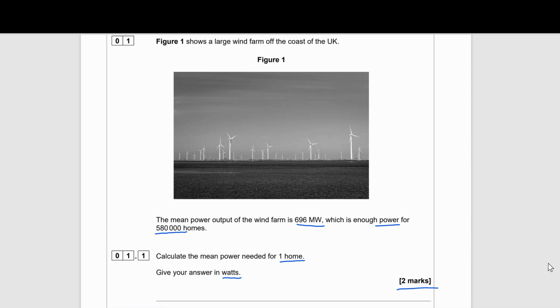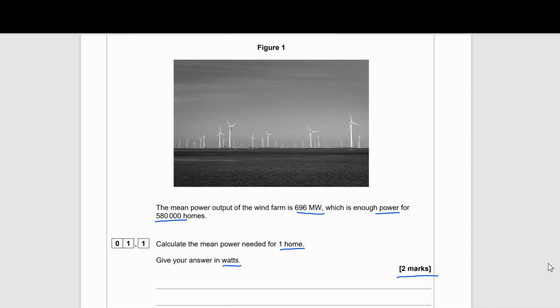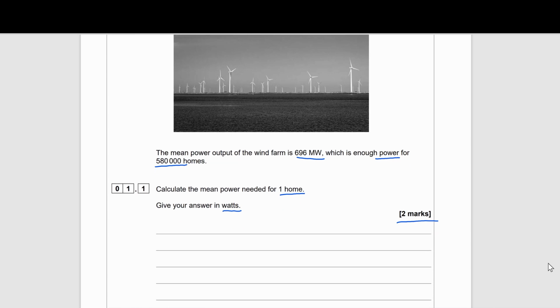So the first thing that we would need to do here, as they've told us, is we need to give our answer in watts. Right now we've got a value in megawatts. So we need to convert the 696 megawatts into watts. So a reminder that mega means a million. So we would need to multiply that value 696 by a million to get our value in watts. So here is our value in watts now.